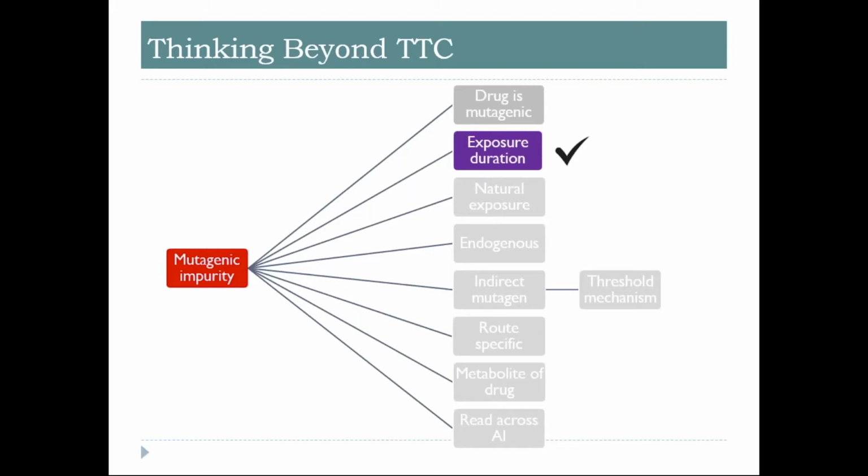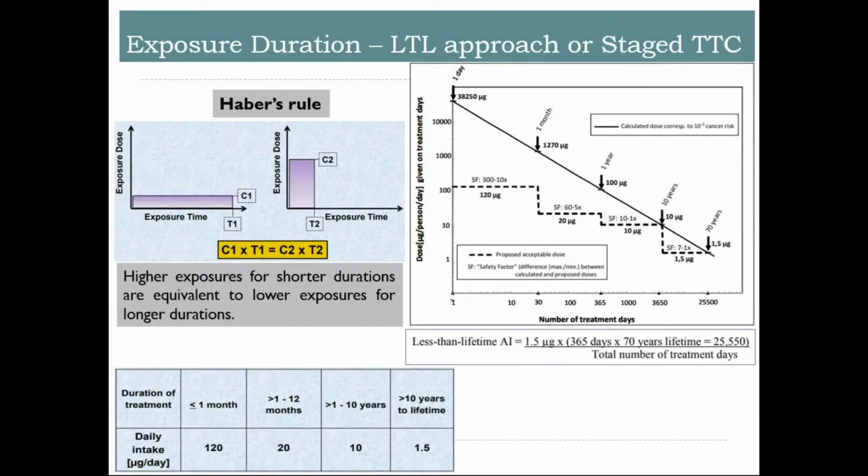Moving on to the next concept, which is exposure duration. This is one of the most important concepts, routinely used in the pharmaceutical industry to relax the lifetime TTC of 1.5 microgram per day for any mutagenic impurity. We talked about 1.5 microgram per day as a TTC for lifetime exposure. What if a drug is not given for lifetime and is indicated only for a certain fixed duration, explicitly mentioned in the drug label?